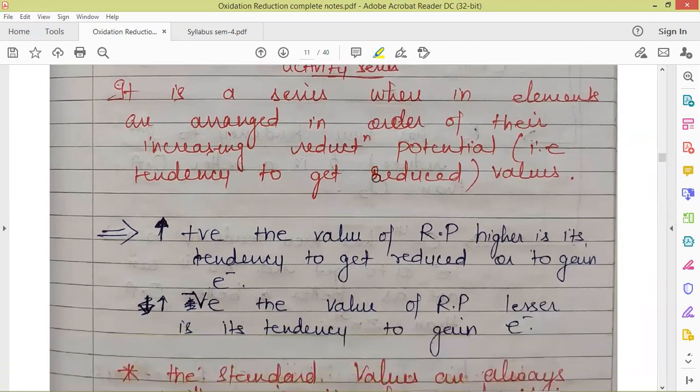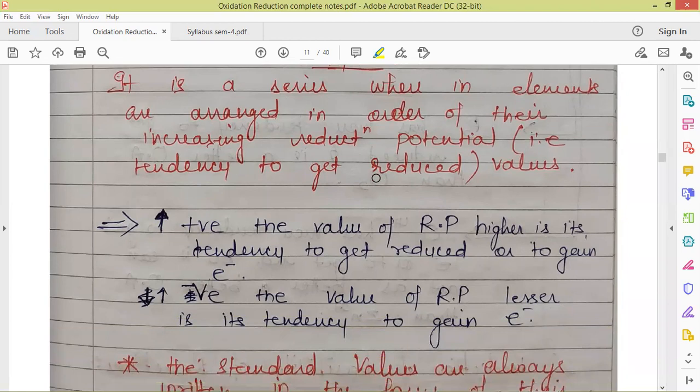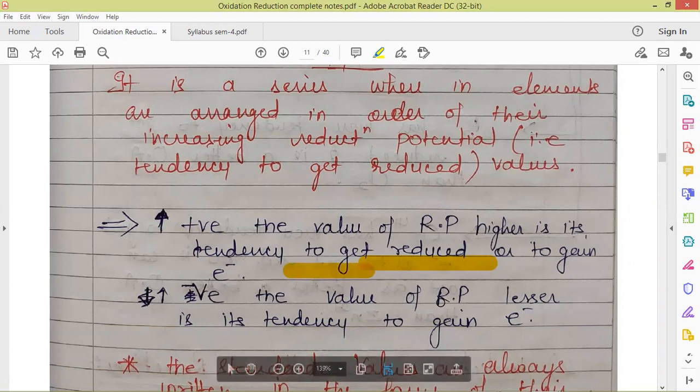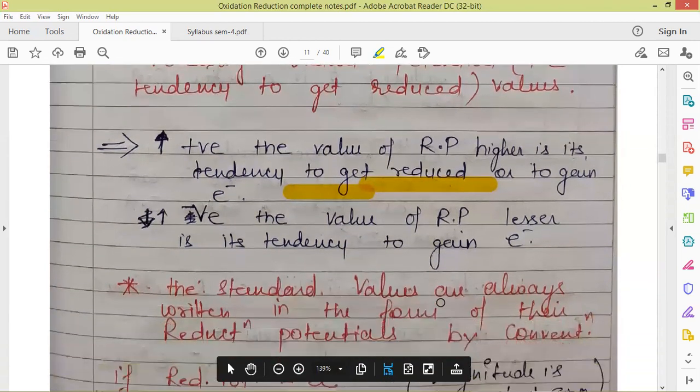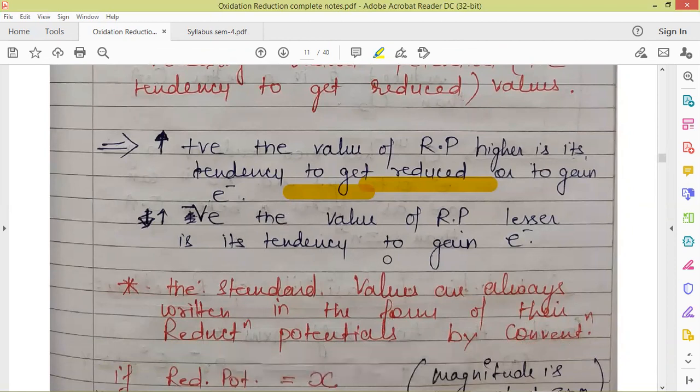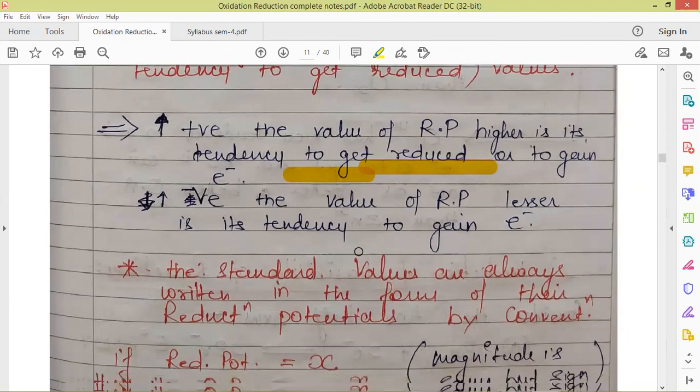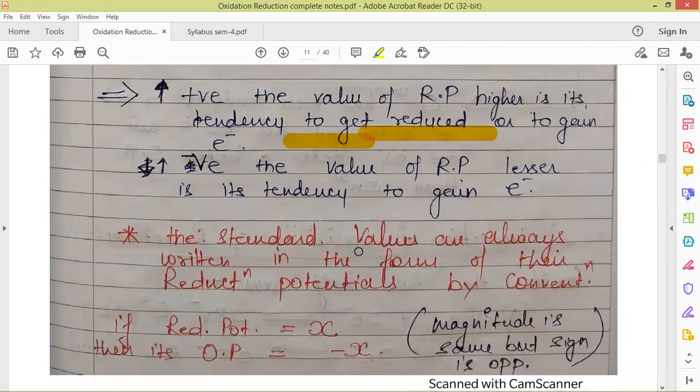From the activity series, we can see that the more positive the value of reduction potential, the higher is its tendency to undergo reduction, and the more negative the value of reduction potential, the lesser is its tendency to gain electrons. A more negative value means it is more prone to undergo oxidation rather than reduction. The standard values are always written in the form of reduction potential by convention.